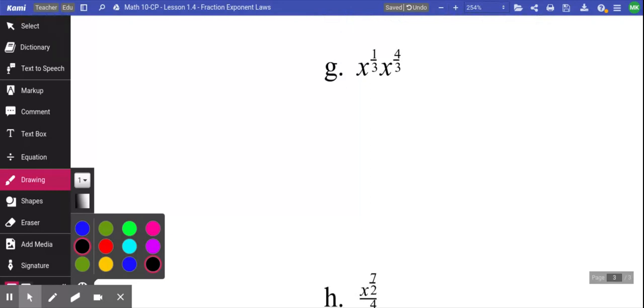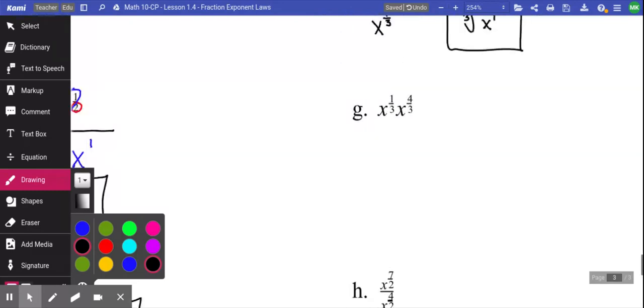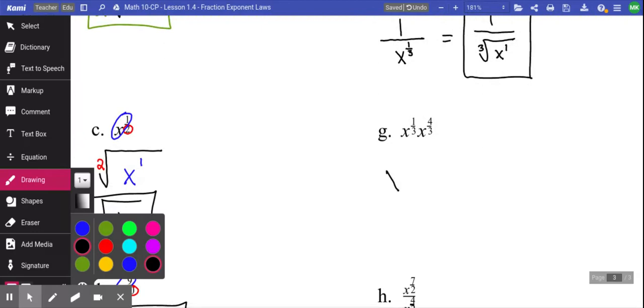G. To deal with G, you first have to add those things together. So that would be x to the power of 1 over 3 plus 4 over 3. When adding fractions, the top will add together to be x to the power of 5. The denominator stays as 3. If you think of it in terms of words, this is 1/3 plus 4/3. If I have 1/3 of something plus 4/3 of something, I have 5/3. The bottom doesn't change, right? Just the top numbers do.